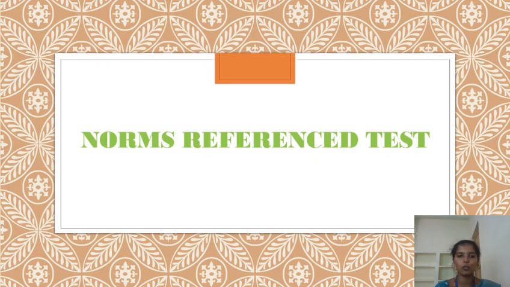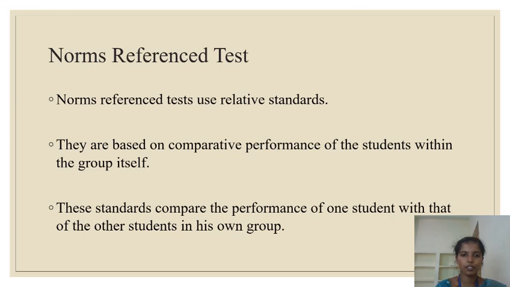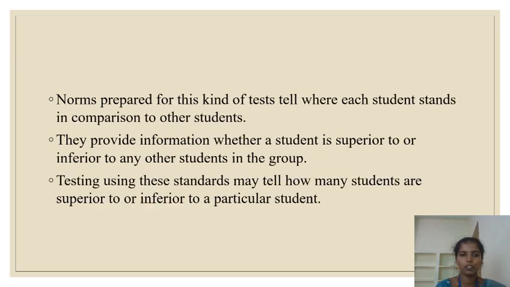Next, we are going to see about norm-referenced tests. Norm-referenced tests use relative standards. They are based on comparative performance of the students within the group itself. These standards compare the performance of one student with that of another student in the same group. Norms prepared for this kind of test tell where each student stands in comparison to other students. They provide information whether a student is superior or inferior to any other student in the group. Testing using these standards may tell how many students are superior or inferior to a particular student.